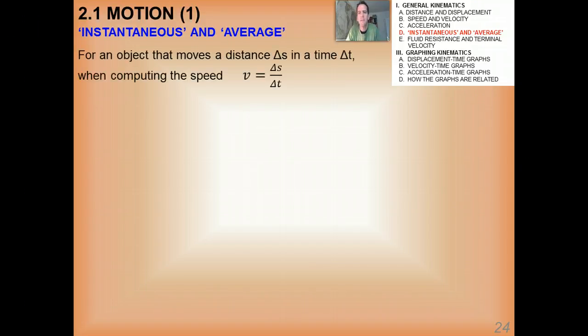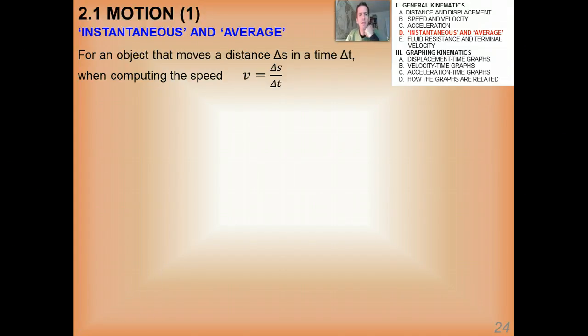So I'm going to spend a little bit of time here talking about the concept of instantaneous and average. And it's really important that you understand the difference between the two because it has great implications in terms of how you solve a problem, and especially how you look at motion graphs and graphing kinematics, which is going to come up pretty soon.